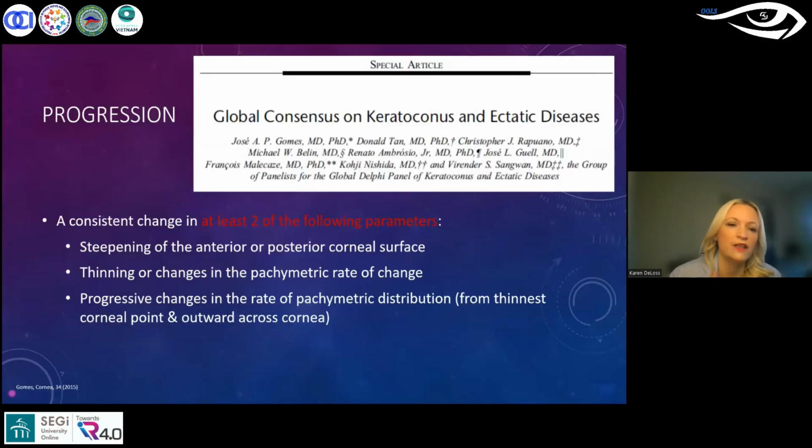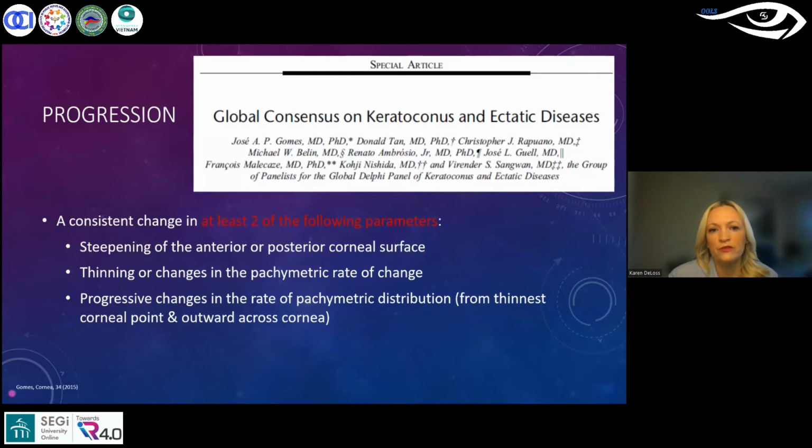But I find this to be the least beneficial in terms of gauging these patients and whether they're progressing or not. So in 2015, there was a group of really famous physicians that got together and came up with a global consensus for keratoconus and ectatic disorders. This is a wonderful paper if you're interested in reading. It came out in Cornea. But basically they devised a way to look for progression in keratoconus.